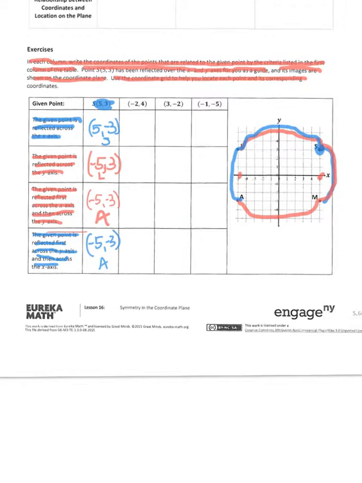Now you're going to do the same thing for the given points, negative 2 and 4, positive 3, negative 2, negative 1, negative 5. So first you need to plot these points, and then you do all the reflections. And then you have to write the points in the given box.